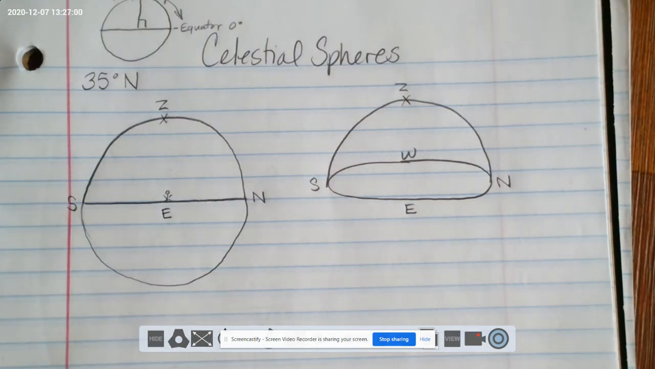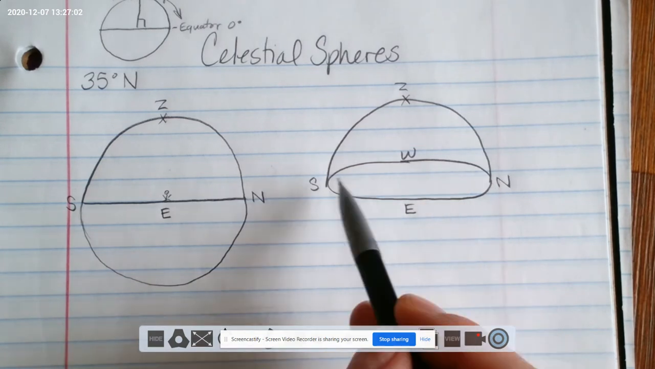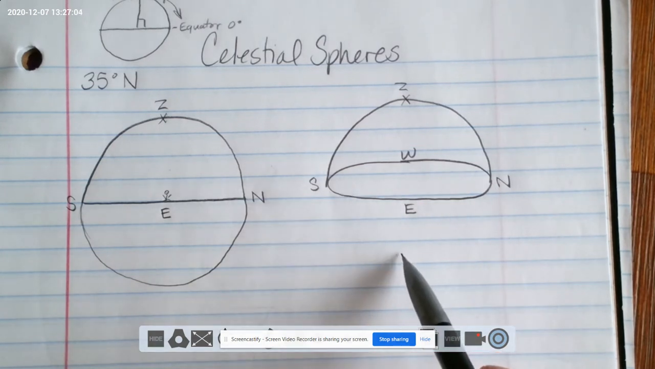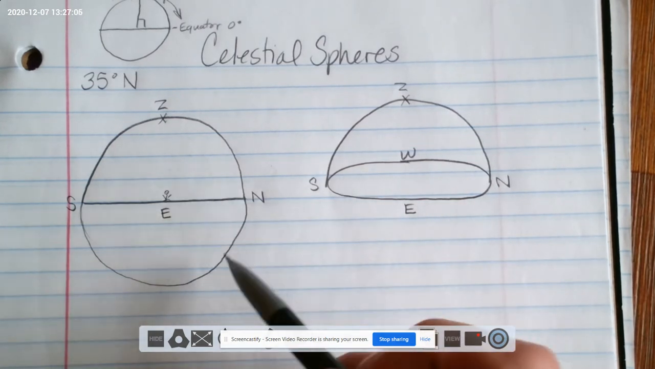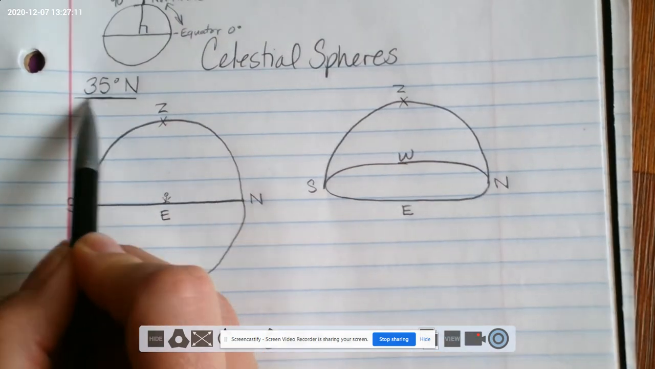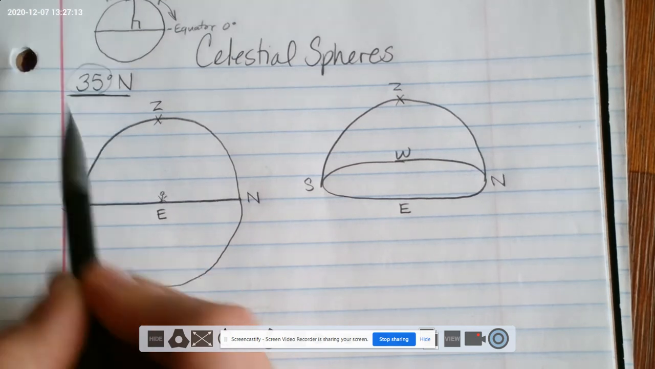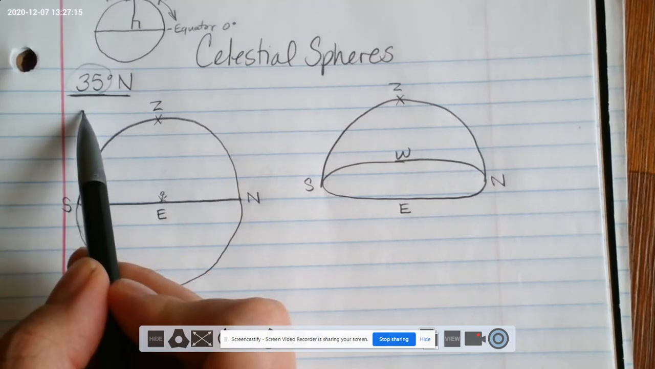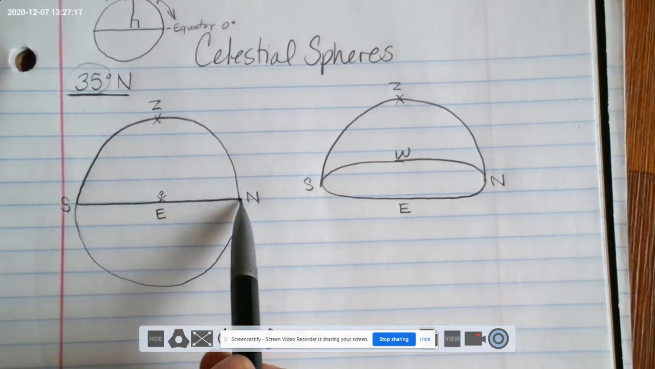Now, I'm not very good at doing it three-dimensionally, so I'm not going to do it on this one. I'll just do it on this one. Okay, so the NCP is always equal to the observer's latitude. That means the North Star is going to be 35 degrees above the horizon, and it's always going to be on the north side, because it's the North Celestial Pole.